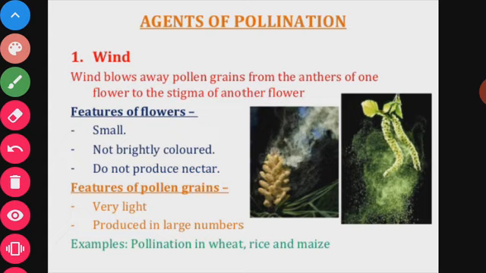Second, features of the pollen grains. What are the features of the pollen grains of those wind pollinated flowers? They are very light, the weight is very less, and they are produced in very large numbers. The examples in which the pollination takes place by wind are wheat, rice, and maize. Wheat, rice, and maize are wind pollinated plants.